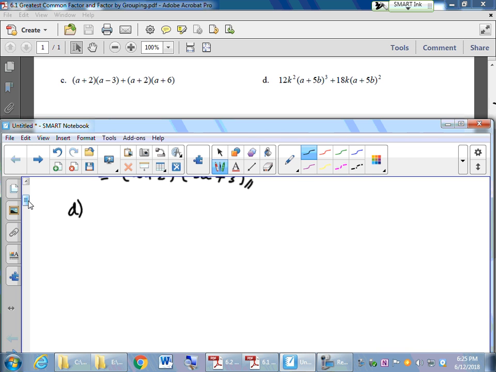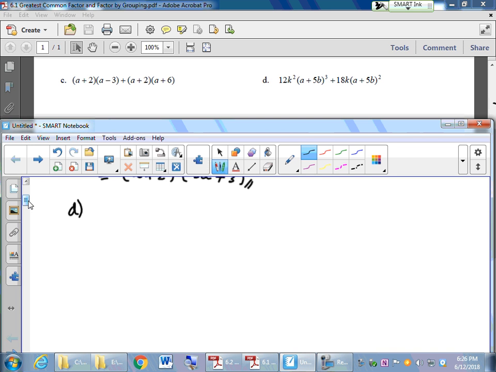Similar situation, but this time we will have to be more careful because it's mixed in with monomial and binomial factors in each term. So the first term, my monomial factor is 12k squared. The binomial factor is a plus 5b to the third power. So let's take a look at, as usual, factor by factor.